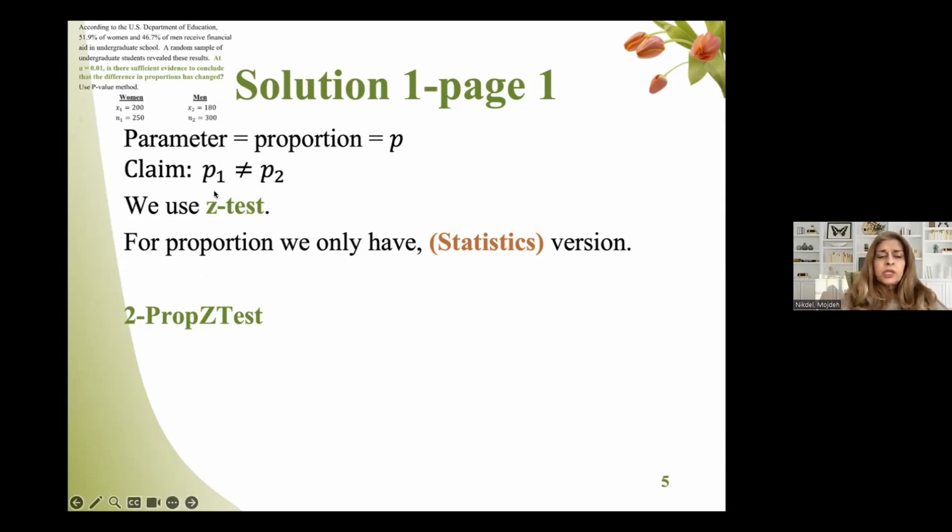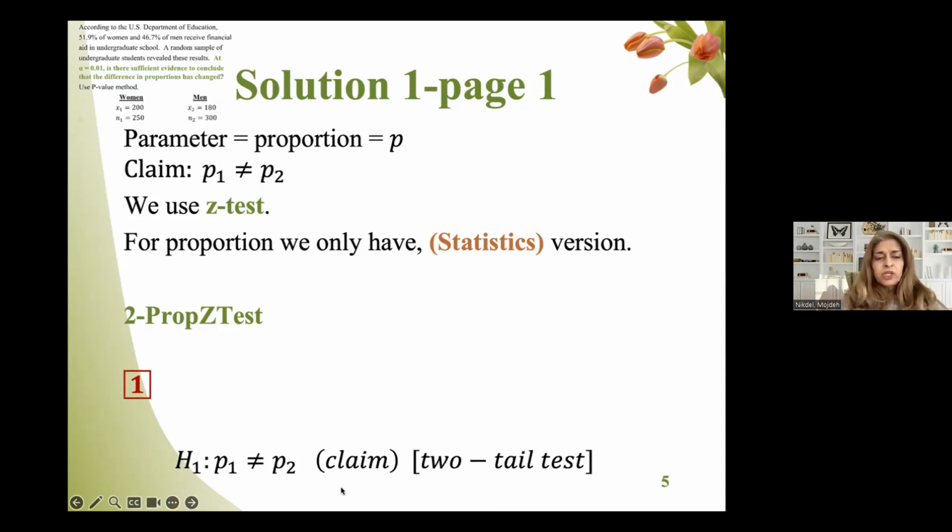So since claim is P1 not equal to P2, this claim goes with H1, alternative hypothesis. So this is a step number. I write H1 first. H1, P1 not equal to P2. Right away, I write this was the claim because you need all of these for other steps. And this is a two-tail test. Then I would write, after I'm done with all the information that I need to write for H1, I write my null hypothesis. H0 is P1 equal to P2.